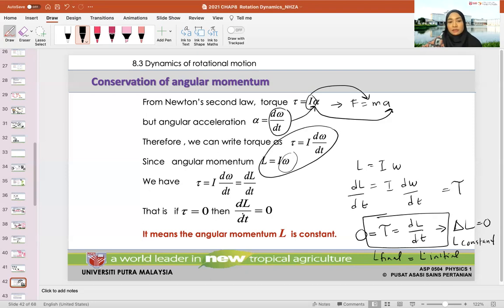I'm going to repeat myself here. Torque is I alpha. L is I omega. Relating these two together, torque is equal to dL dt. Now, if there is no external force exerted on an object that has the tendency to rotate, you know that torque is equal to 0. When your torque is equal to 0, you conserve angular momentum. L is constant. So why is it important to conserve L?